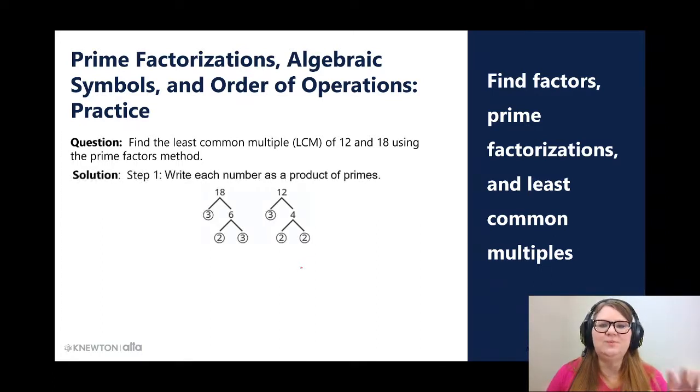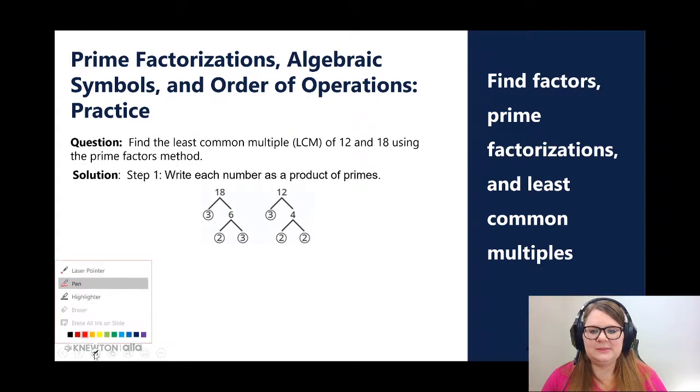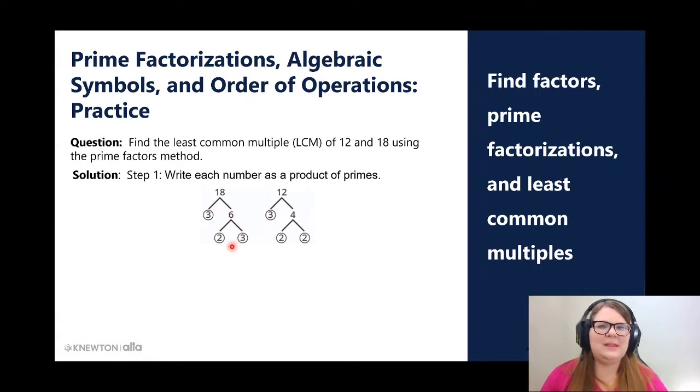So we're going to break down the two numbers we're given. So in this case, 12 and 18. So starting with 18, I can think of it's 3 times 6. 3 is prime, I circle it. 6 I break down to 2 and 3. 2 and 3 are both prime, so I've circled them. All right, so 18 is already simplified into my prime factors. Easy peasy, right? Ta-da! 12, I can think, okay, 12 is 3 times 4. I circle my 3. And then 4 breaks down into 2 and 2, so I circle my 2's.